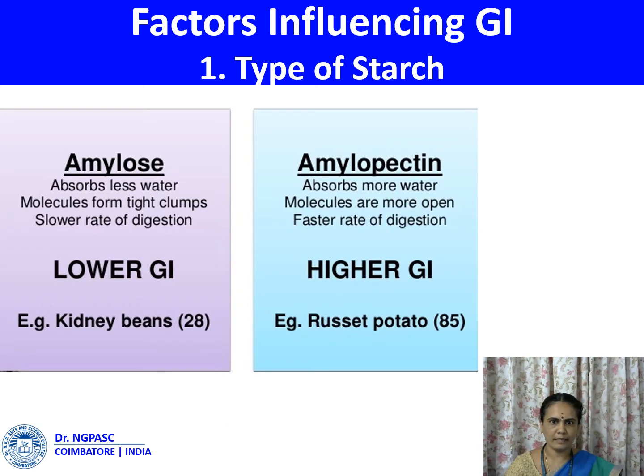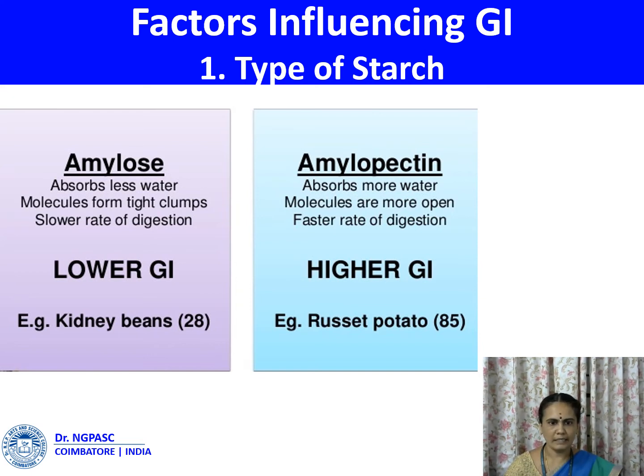The first factor is the type of starch. Here the starch is made up of amylose and amylopectin. Amylose absorbs less water, and its molecules form tight clumps, which thereby lowers the rate of digestion. But amylopectin absorbs more water molecules and is more open, with a faster rate of digestion. So amylose has a lower glycemic index, but amylopectin has a higher glycemic index.